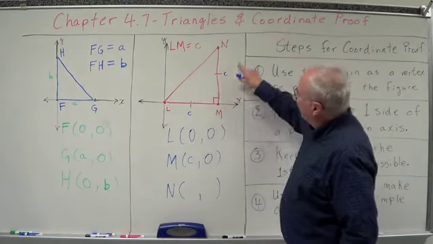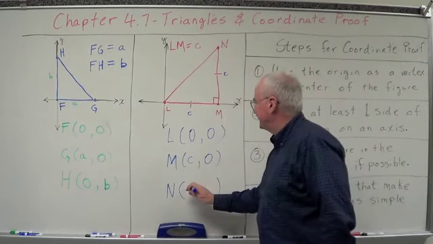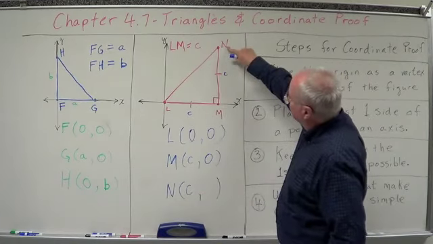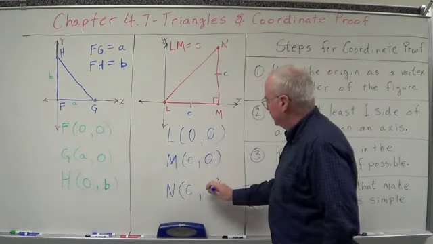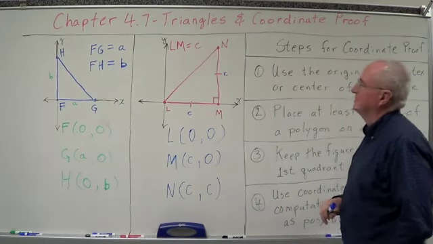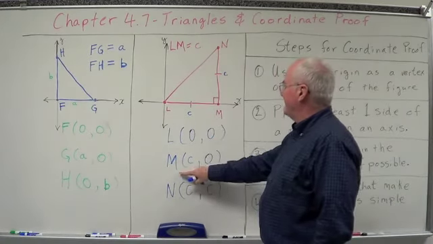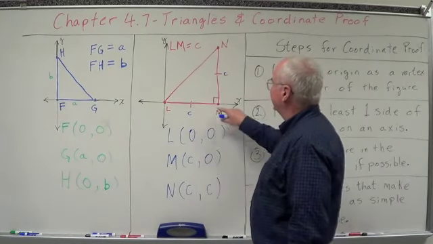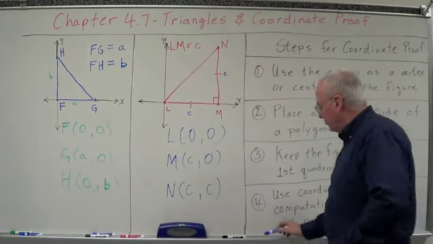So therefore, N is how far away from L on the x-axis? It's C. Well, how far away from M is it along the y-axis? It's also C. Okay? So L is at 0, 0. M is at C, 0. And N is at C, C. Okay? That's how coordinate proofs work.